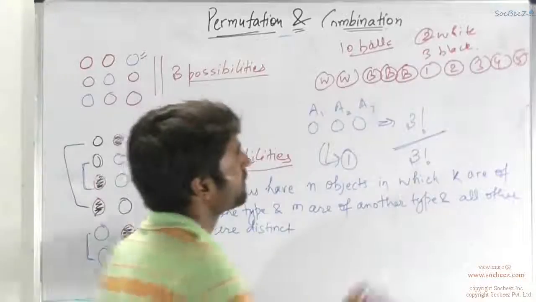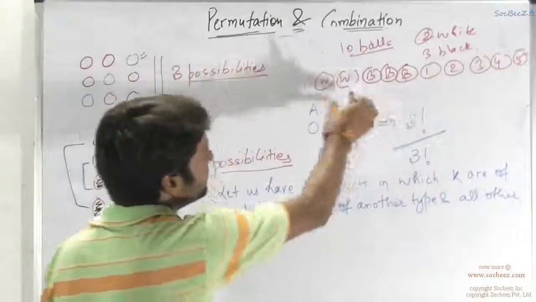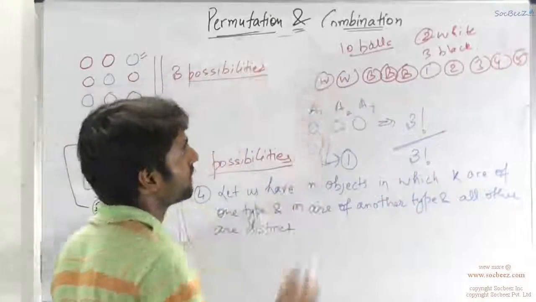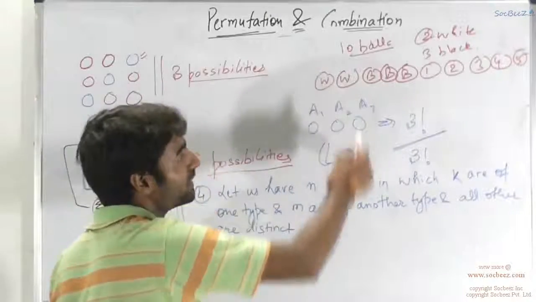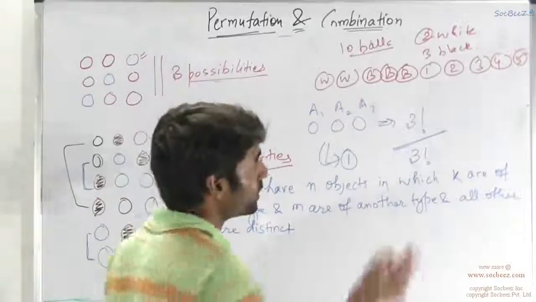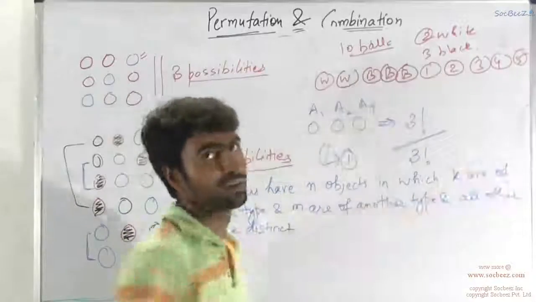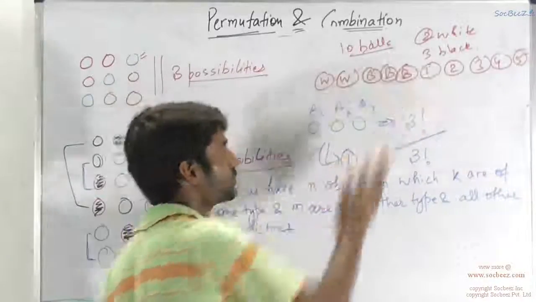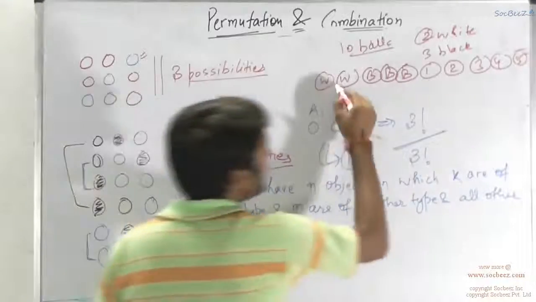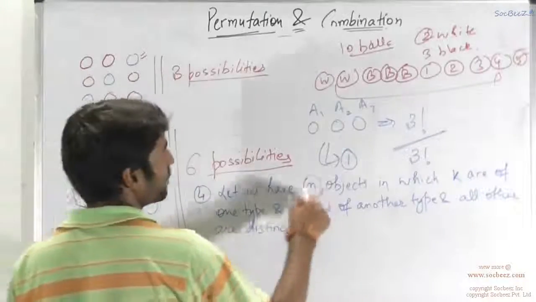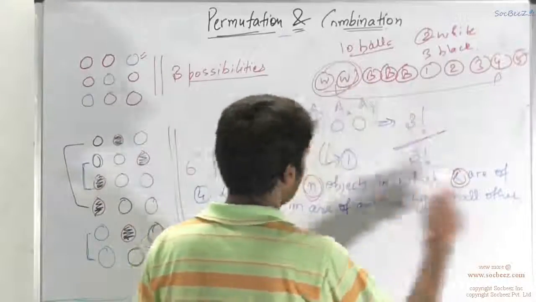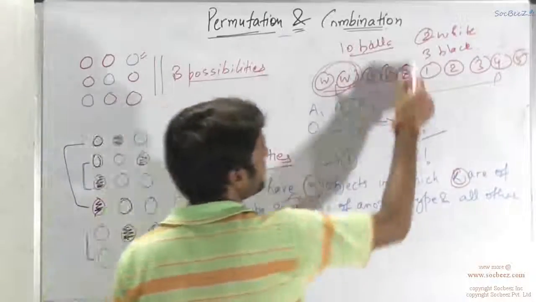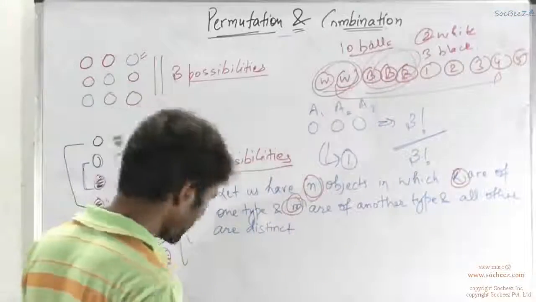So you can distinguish between all of these 5, but you can't distinguish which of these you have chosen. If I say I chose the white one, you can't say this was the white one or this was the white one. If I say you chose number 2, you could have known, yes, this is the one which has the marker 2. So you have total 10 such objects, that is the value of n over here. You have k of one type, that is 2 of white type, m of another type, that is 3 of the black type, and all other are distinct.